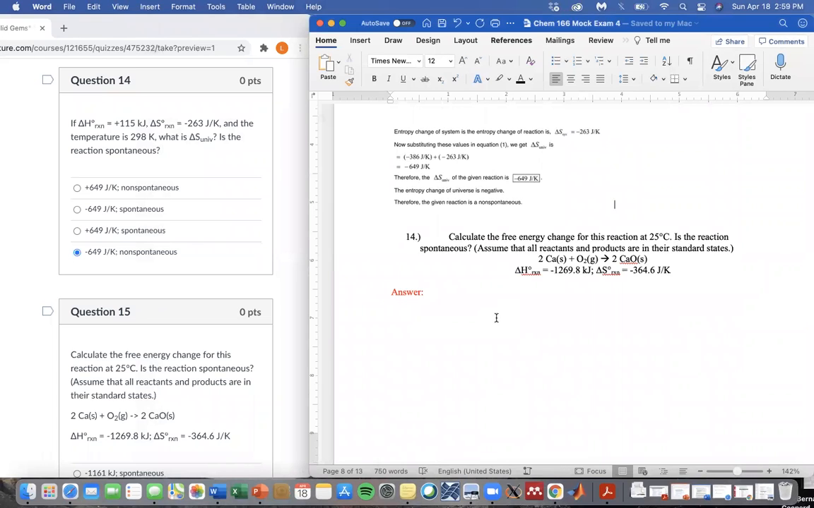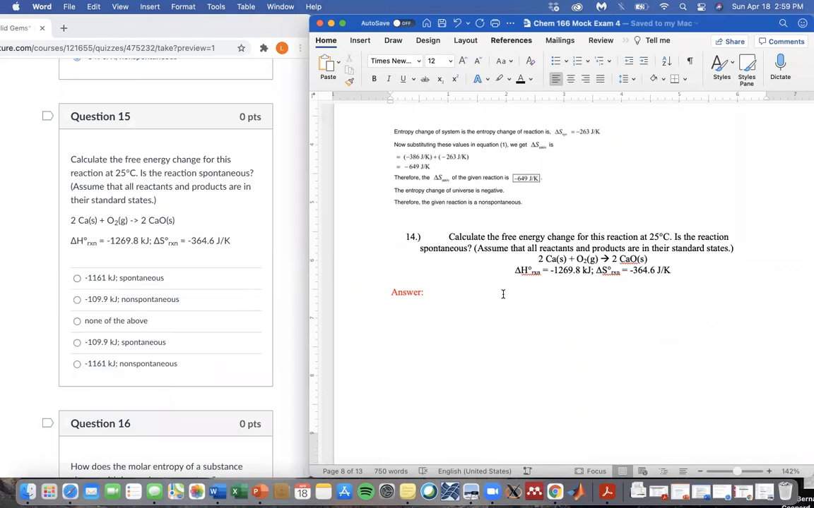Yeah, that makes sense. Okay, and so if you get a positive delta S universe, then your reaction will be spontaneous. I think you guys did an activity like that in recitation one day.